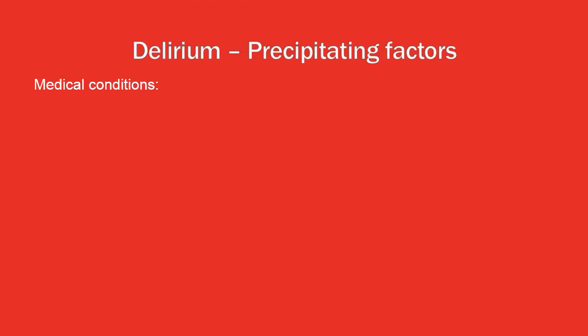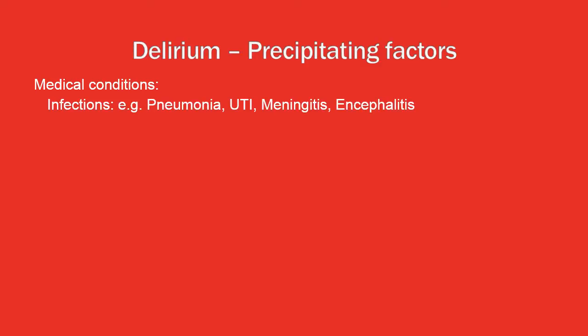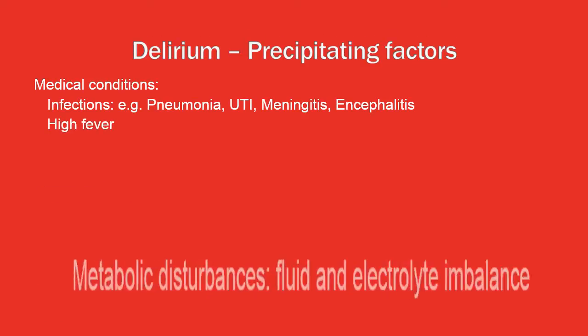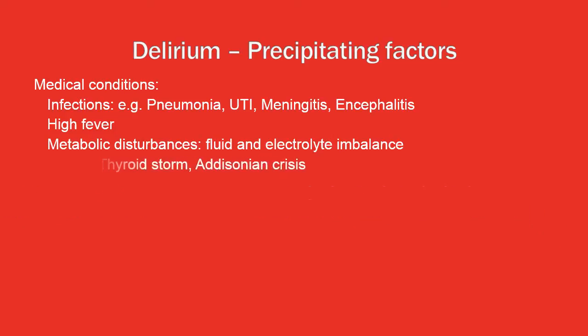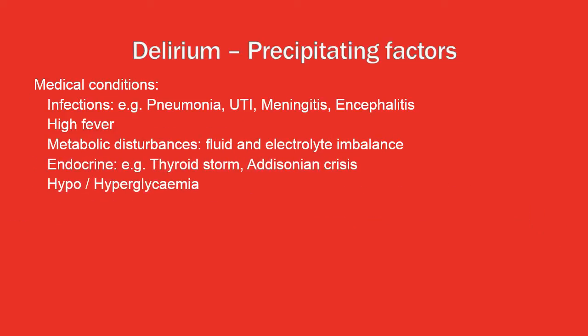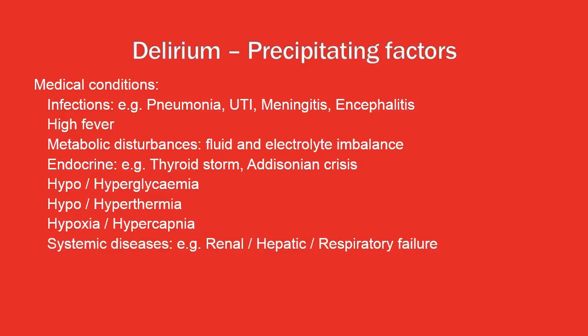What are the other precipitating factors? So a range of medical conditions can result in delirium. Infections, typically pneumonia and UTI, high fever, metabolic disturbances, endocrine abnormalities, glucose imbalance, temperature changes, hypoxia, systemic diseases such as renal, hepatic or respiratory failure.